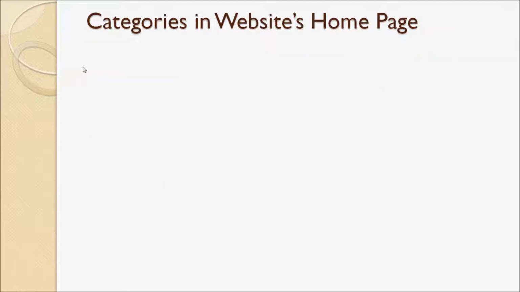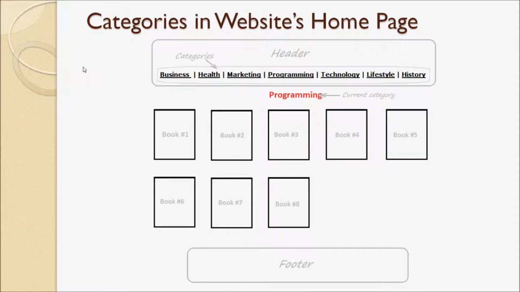And you see here the categories in the website homepage. In the header, we have the categories appear here. And when the user clicks on a category, the website lists the books that belong to that category. For example, if I click Programming, all books belonging to the programming category are listed here.